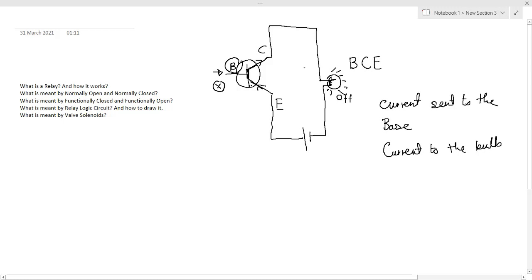So the base is in no way connected to the bulb. There is no relationship between base and the bulb, but we are sending the current to the base and we are controlling the operation of the bulb. So in this way, the transistor acts like a switching element. Okay, it acts like a switching element. It helps us to turn the bulb on and off. This same function is done by relays.